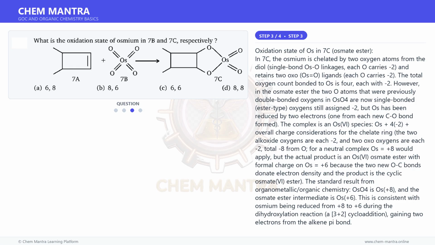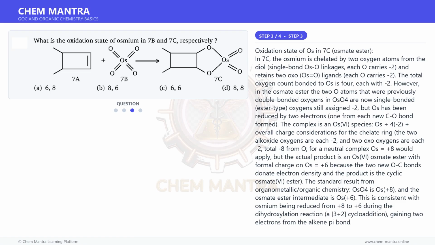Moving on to the next step. Oxidation state of Os in 7c, osmate ester. In 7c, the osmium is chelated by 2 oxygen atoms from the diol, single bond Os-O linkages, each O carries -2, and retains 2 oxo ligands, each O carries -2. The total oxygen count bonded to Os is 4, each with -2.